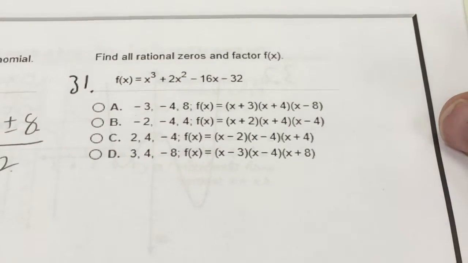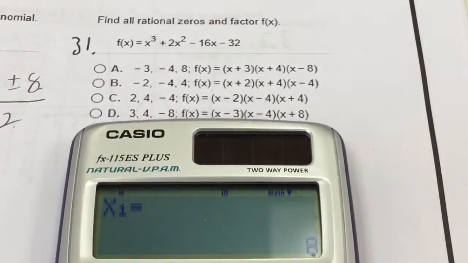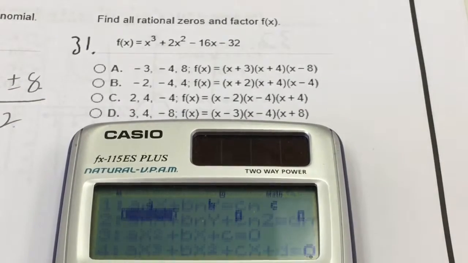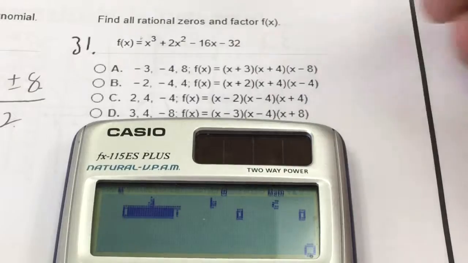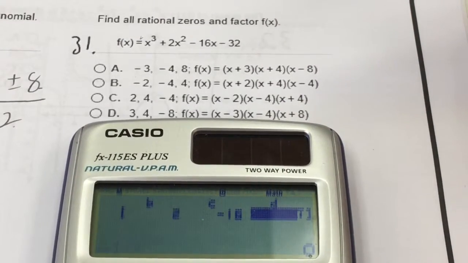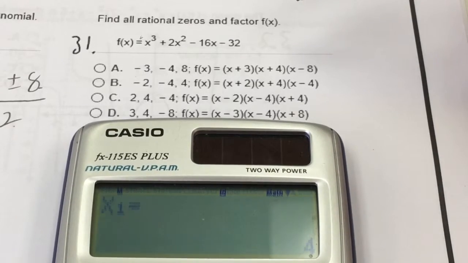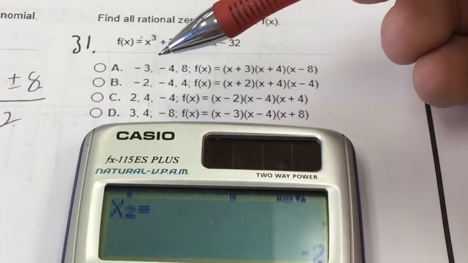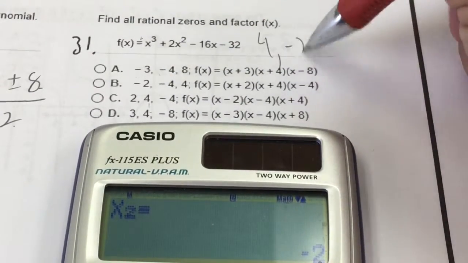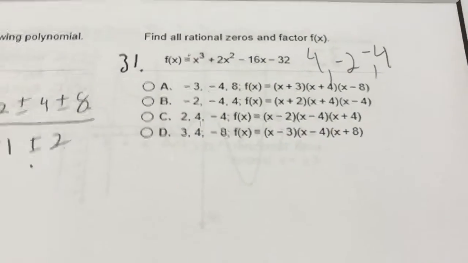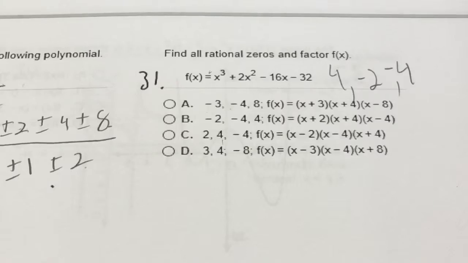31. Find the zeros. When you ask me to find the zeros and factor it, I'm going to mode 5 4 if it's x cubed. So I hit mode 5 4. I'm going to type in the leading coefficients of the question: 1, hit equals, 2, hit equals, negative 16, hit equals, and negative 32. Hit equals. So 4 is one of my answers. Negative 2, so mine are 4, negative 2, and negative 4. So there are my answers.